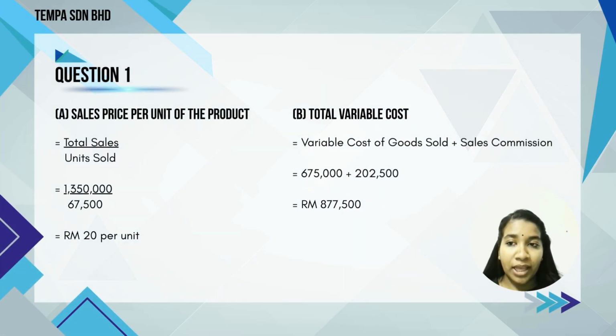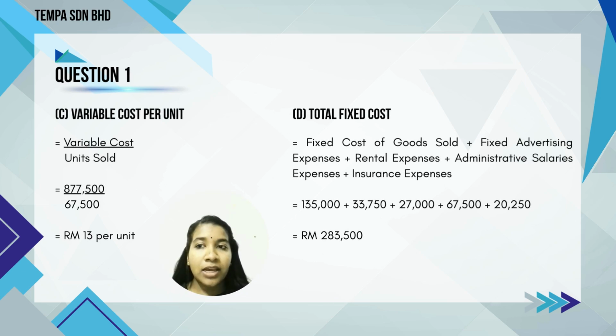For question 1 part A, the sales price per unit is calculated by dividing total sales by units sold. RM1,350,000 divided by 67,500 units gives a selling price of RM20 per unit. For part B, total variable cost is calculated by adding variable cost of goods sold and sales commission. Therefore, the total variable cost is 877,500.